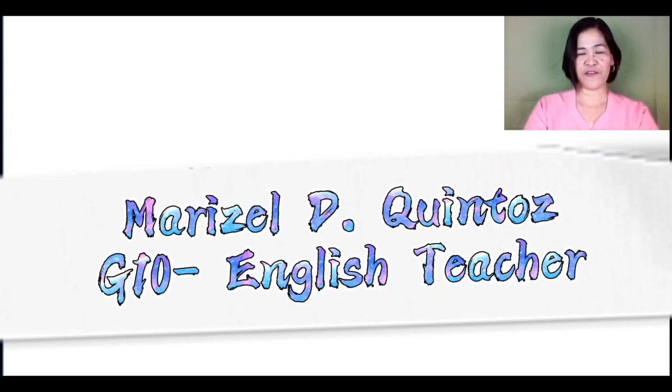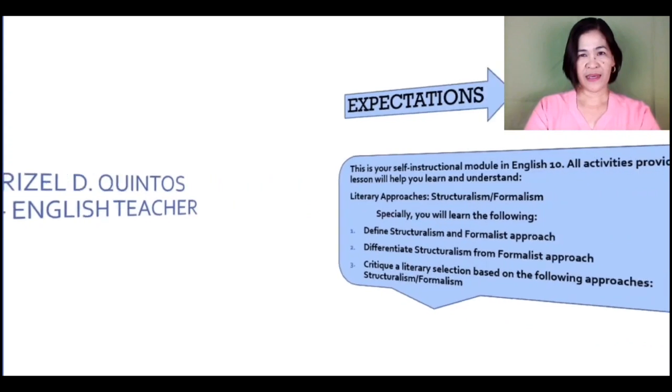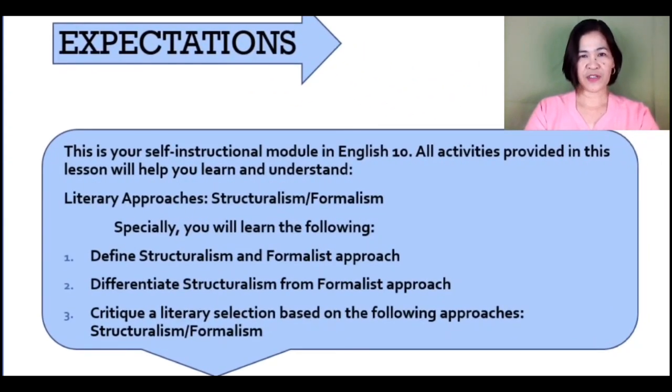Before we start, let us have first our objective for today. This is your self-instructional module in English 10. All activities provided in this lesson will help you learn and understand literary approaches, structuralism, formalism. Especially, you will learn the following. 1. Define structuralism and formalist approach. 2nd, differentiate structuralism from formalist approach. And the last one, you're going to critique a literary selection based on the following approaches: structuralism, formalism.